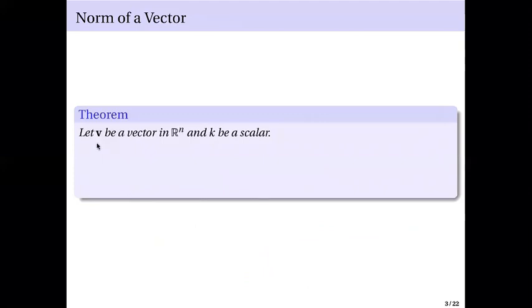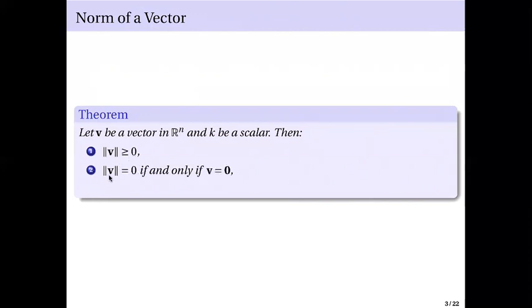Now let v be a vector in R^n and k be a scalar. Then, as I have mentioned, the norm of v is always non-negative, so greater than or equal to 0. You should not get a negative norm. That's not possible in any kind of mathematics, even in higher mathematics. You won't get a negative norm.